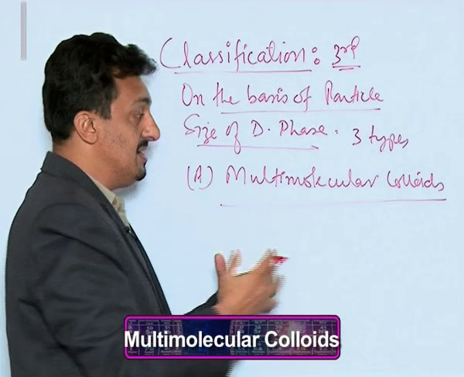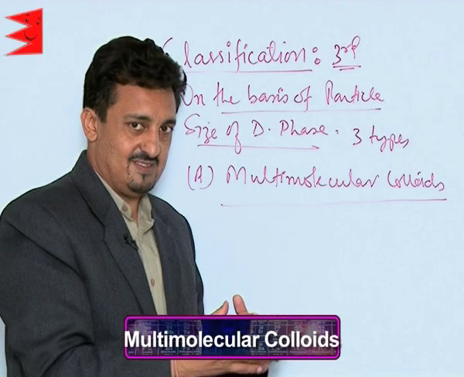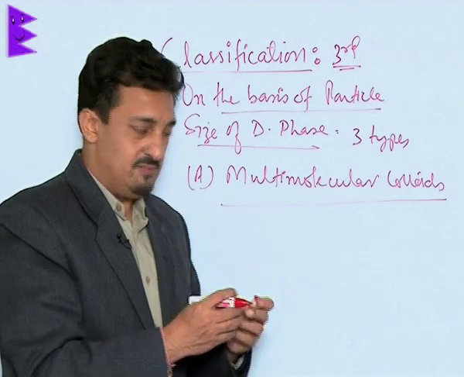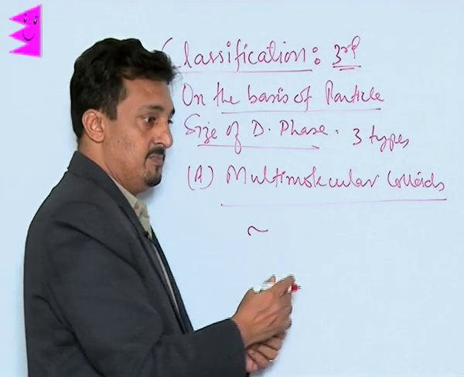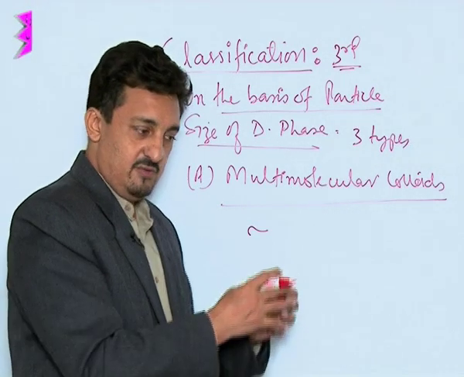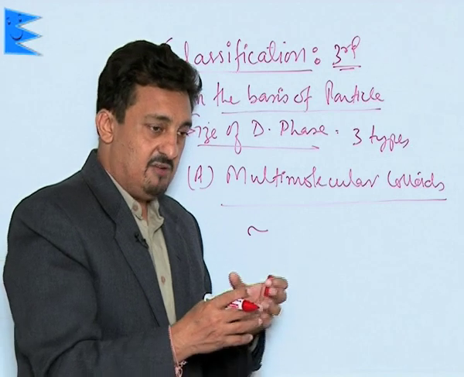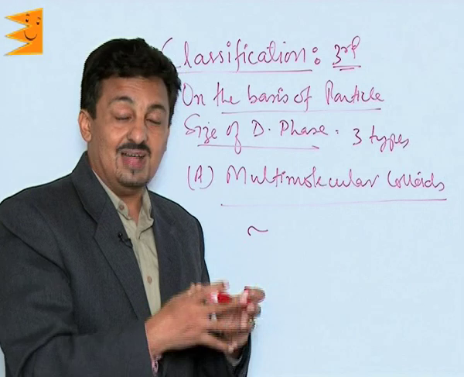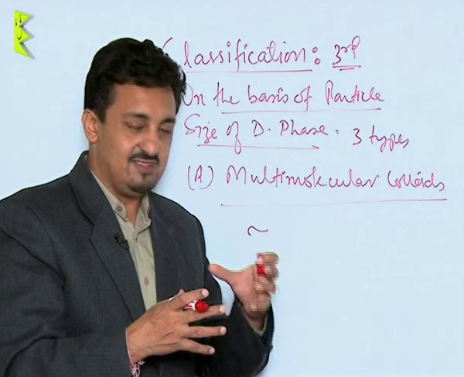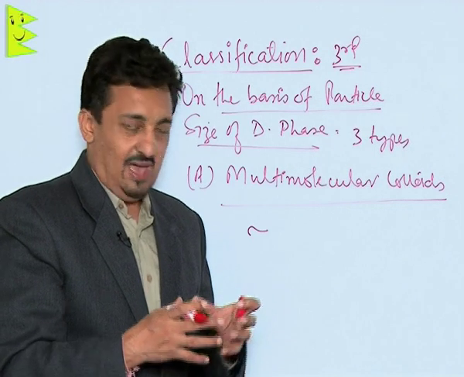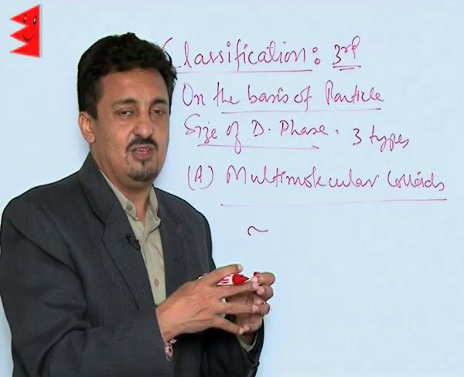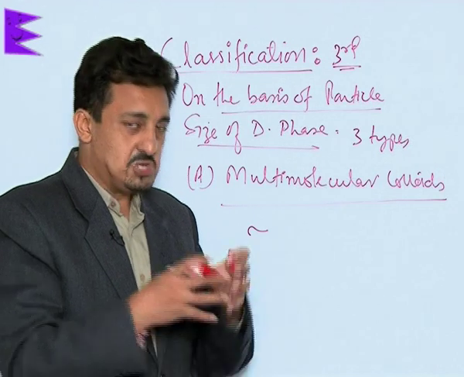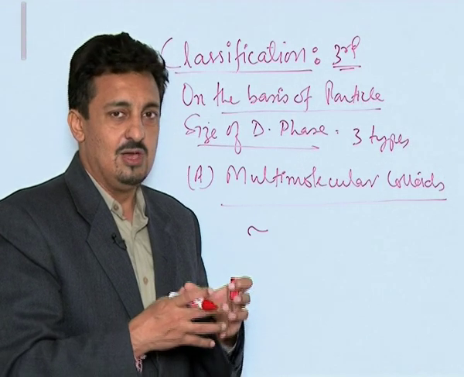Multi-molecular colloids, as the name suggests, are colloids whose particles are of a normal true solution range, but when added to a suitable medium, they aggregate together to form large particles whose sizes lie in the colloidal range. On aggregation they form particles of colloidal size. That is why they are called multi-molecular colloids.